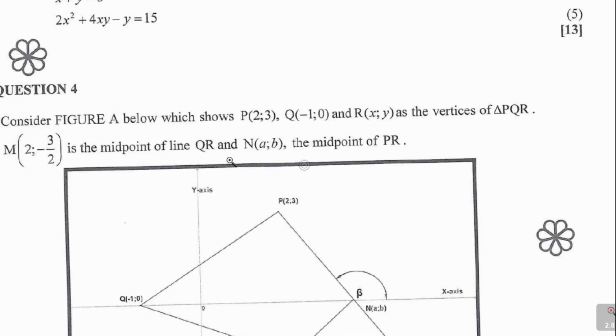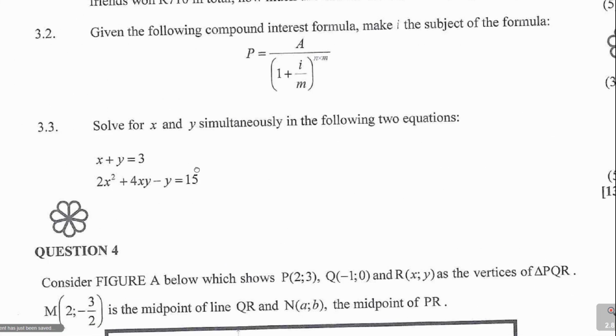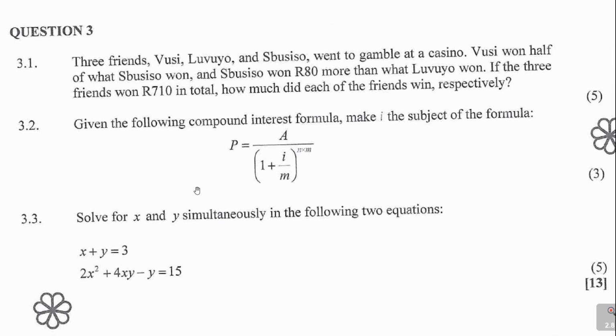And then after that, there was question number 3. Question number 3 says 3 friends, Vusi, Luvuyo, and Sbusiso, went to gamble at a casino. Vusi won half of what Sbusiso won. So if Vusi is V, Luvuyo is L, Sbusiso is S, you have to come up with an equation here. It says Vusi won half of what Sbusiso won.